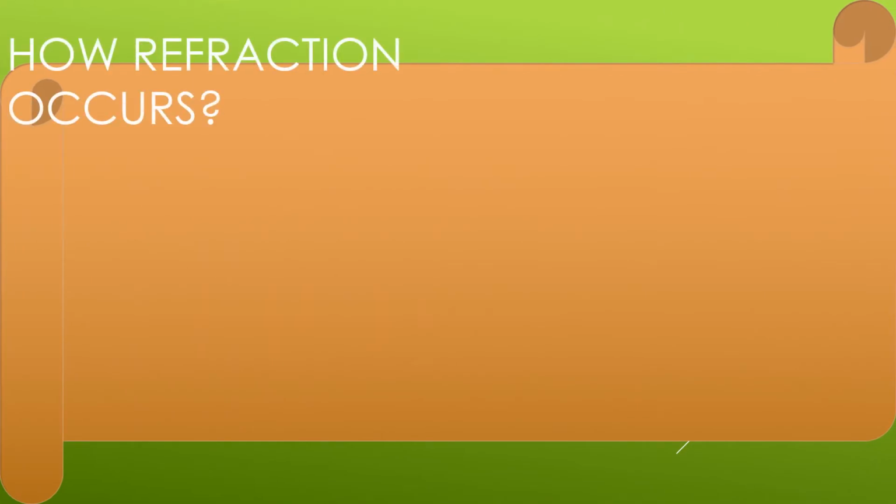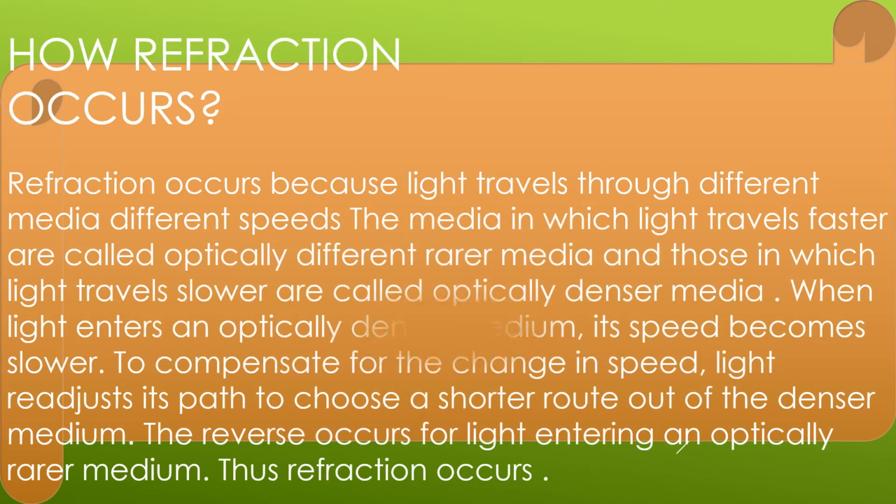How refraction occurs. Refraction occurs because light travels through different media at different speeds. The media in which light travels faster are called optically rarer media, and those in which light travels slower are called optically denser media. When light enters an optically denser medium, its speed becomes slower. To compensate for the change in speed, light readjusts its path to choose a shorter route out of the denser medium. The reverse occurs for light entering an optically rarer medium. Thus refraction occurs.